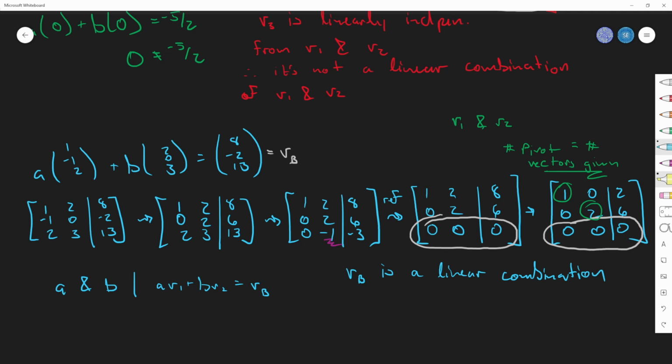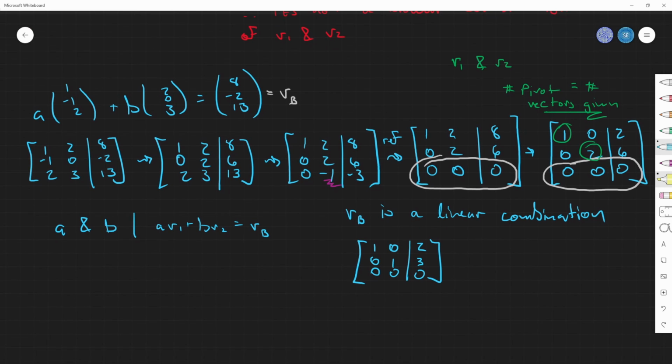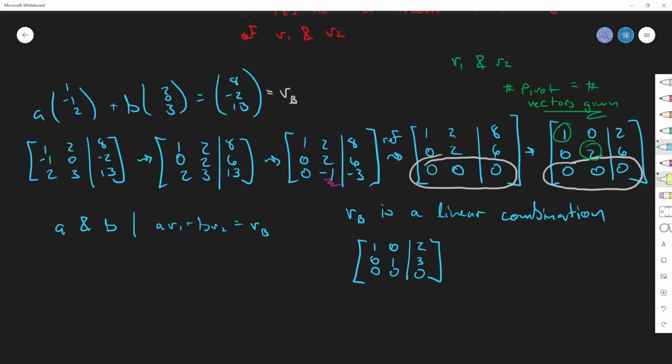And so if you want to find the scalars, then you just pretty much have to put this back in row reduced echelon form, all the way down. So this would be 1, 0, 2. This would be 3, 0. And so that means A should equal 2, B should equal, what?